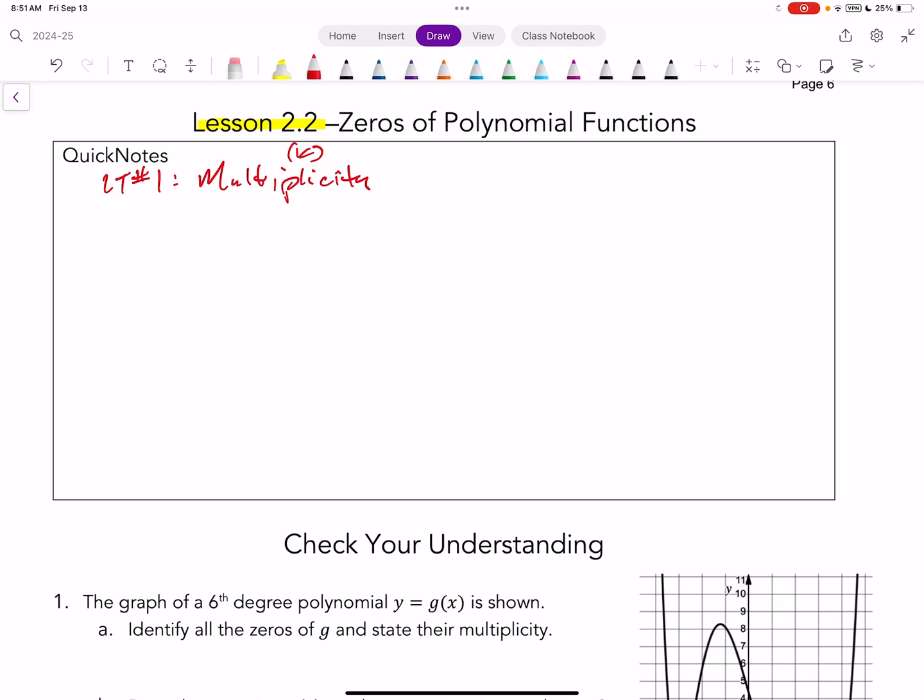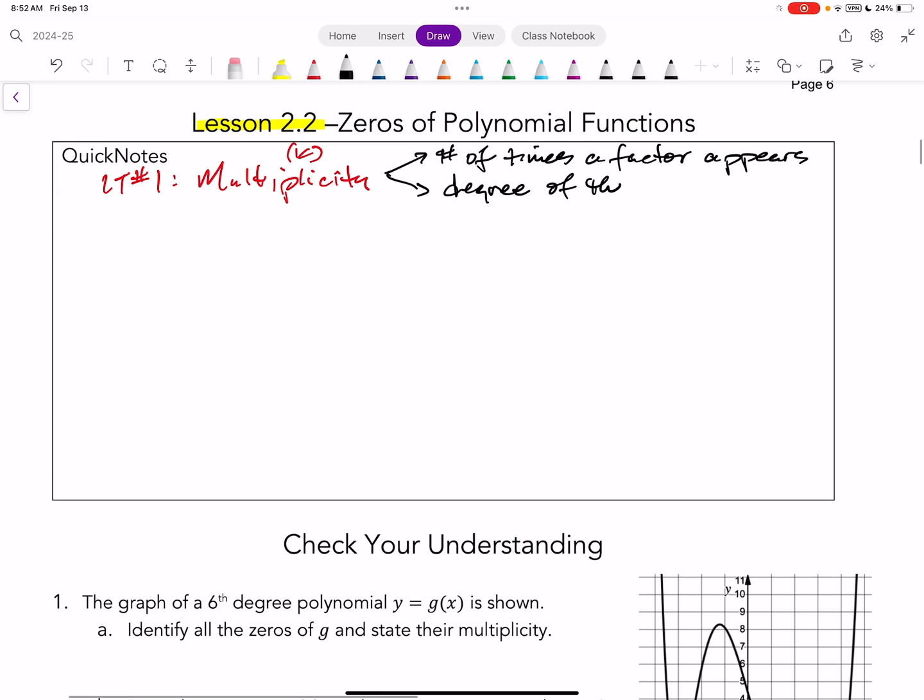There are two ways to think about it. The multiplicity could be the number of times the factor appears. You can think of it that way because we discussed that in class. Number of times a factor appears. I'll give you an example in just a moment. I have to write it down. Or you can think of it as the degree of the factor.